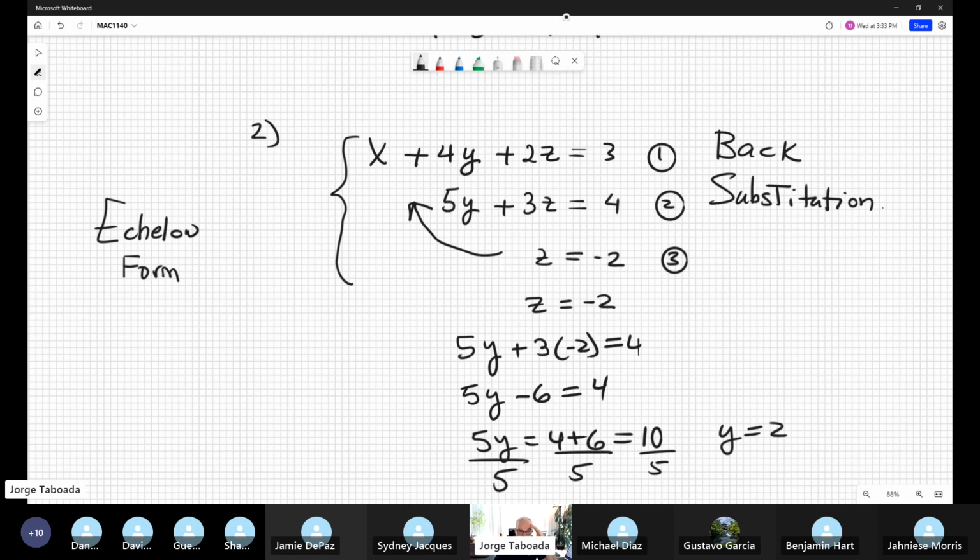Okay, now it is easy. Substitute c negative 2 and y positive 2 into the first equation. So the only unknown that we have is x.